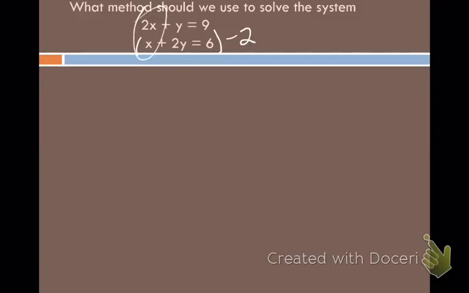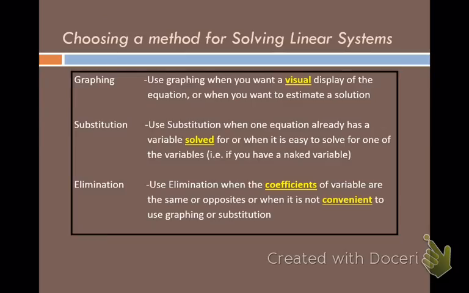You're going to have a favorite method, and you're going to want to use that method all the time. But there are times where using a different method might make your life a little bit easier. Okay? When are those times? Well, here are some pretty good rules of thumb. Graphing: use graphing when you want a visual display of the equations, and sometimes that's helpful, or when you want to estimate a solution. Again, graphing is not a great method, especially if you want any kind of accuracy to your solution.